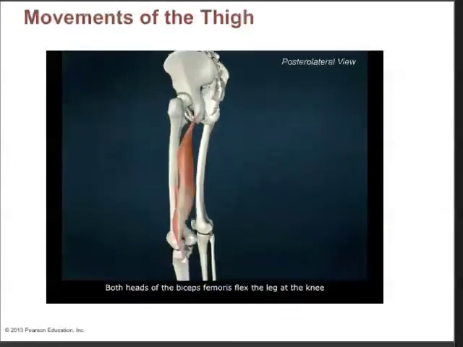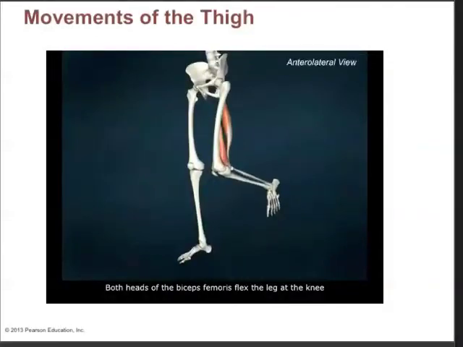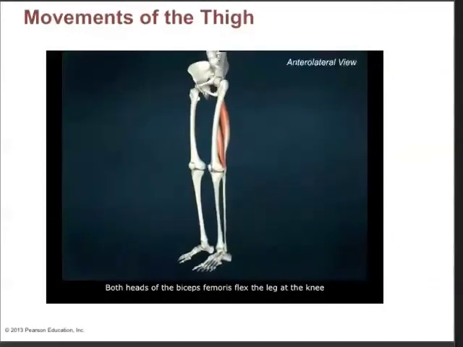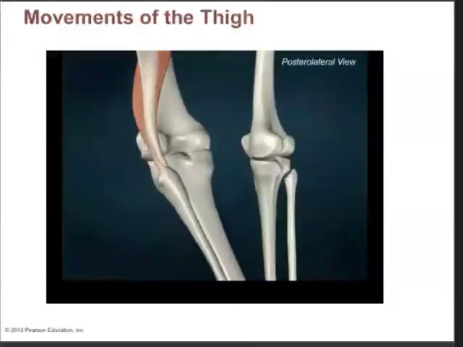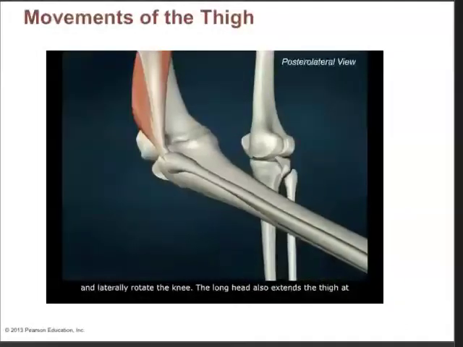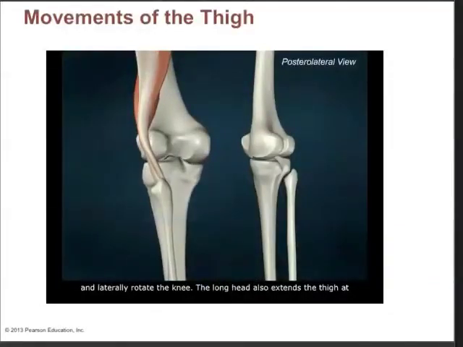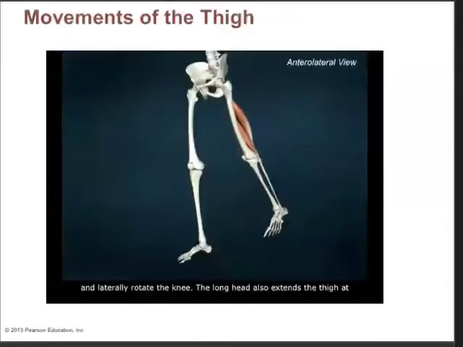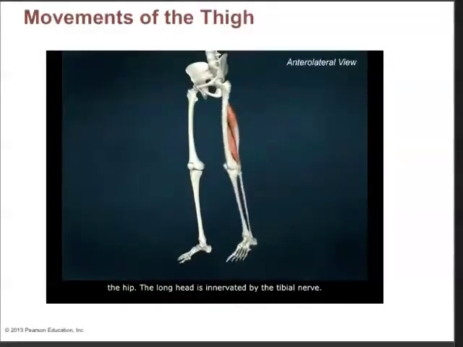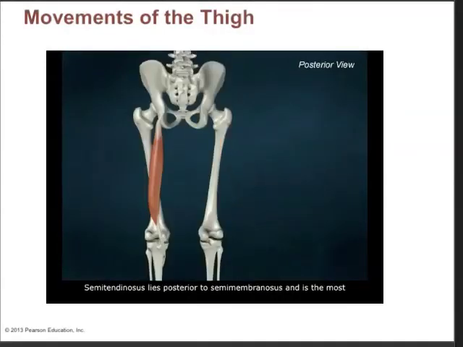Both heads of the biceps femoris flex the leg at the knee and laterally rotate the knee. The long head also extends the thigh at the hip. The long head is innervated by the tibial nerve. The short head is innervated by the common fibular nerve.